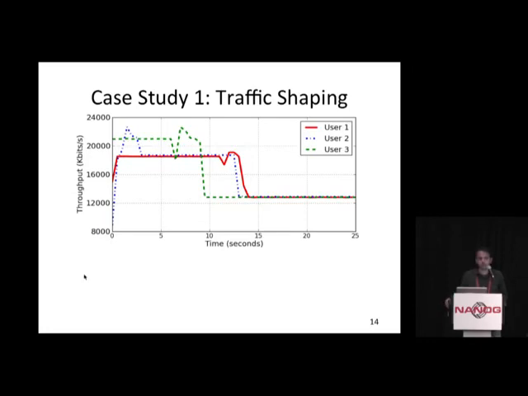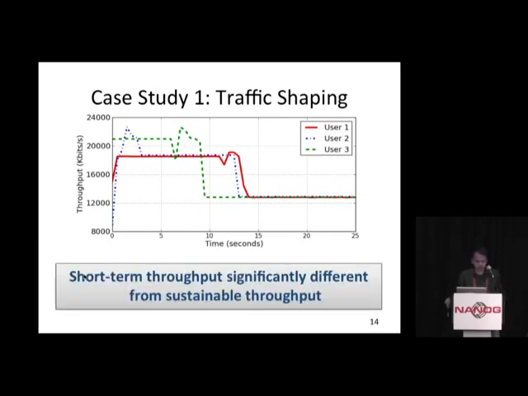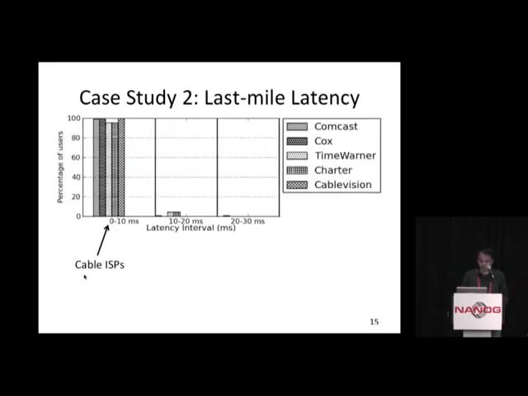PowerBoost is implemented using token buckets. Interestingly, the volume of the bucket that's used for all these three users is very similar, about 8 megabytes. Also, the short-term throughput is significantly different from the sustainable throughput. So what this means is that although the benefits are very good for short-term sessions like web browsing, if you're going to do a long-term file transfer, what you're going to see is the long-term throughput, which is about 12 megabits per second. So here's a look at last mile latency.